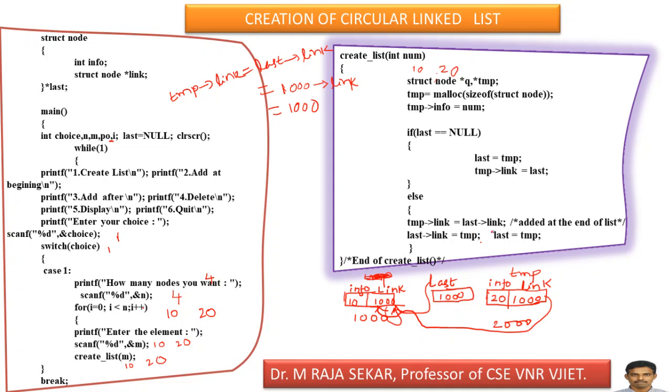tmp->link = last->link. Last->link = tmp. Last->link means what? What is last? 1000. 1000 link means this one. This 1000 whose link is this one equals tmp. What is tmp? Recently created node. What is its address? Its address is 2000. Here I must make it 2000. If it is 2000, where will it point? It will point to this node, isn't it?